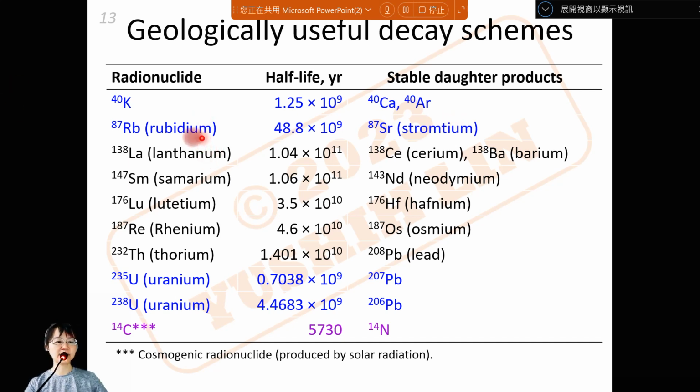In your assignment, you use rubidium, strontium isotope pairs. These are used to date super old material, like meteorite. Here are a few other dating schemes, but we will not talk about them during this lecture. In this lecture, we will only talk about potassium, argon, rubidium, strontium, and C14. And of course, we talk about lead-210, but it's not here.